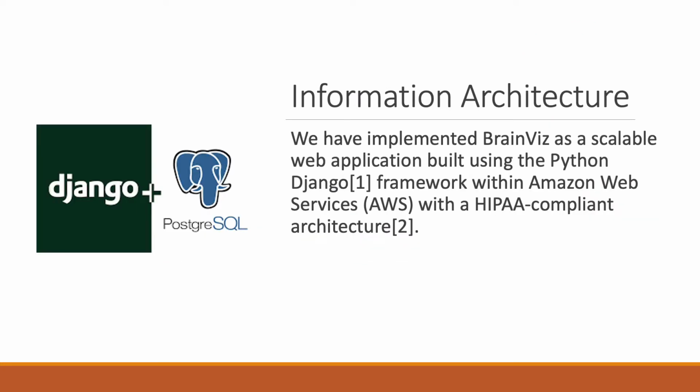The information architecture for this scientific gateway uses multiple tiers. The front end of the system is written in the Python-based framework Django. The middleware for the system utilizes Django's REST API. The back end for the system uses the Postgres SQL relational database management system. BrainViz has been deployed to Amazon Web Services and follows a configuration pattern with the architecture meeting HIPAA compliance.